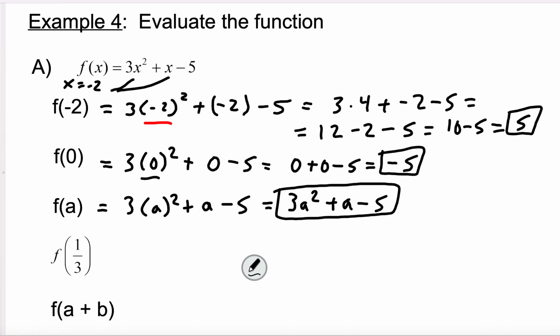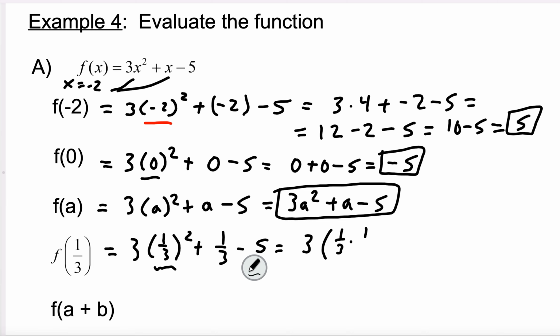My next one here is I'm supposed to substitute 1/3 in here for my x. So 3 times 1/3 squared plus 1/3 minus 5. So again, follow the order of operations. I have to square this here first. That means 1/3 times 1/3. Let me write that out. 1/3 times 1/3. So remember, you multiply your numerators, multiply your denominators inside the parentheses there. So 1/3 times 1/3 there is 1/9.